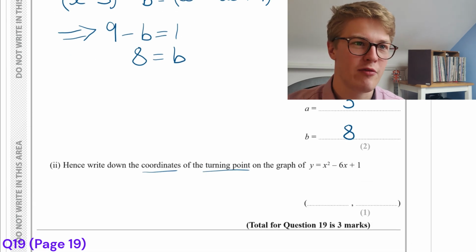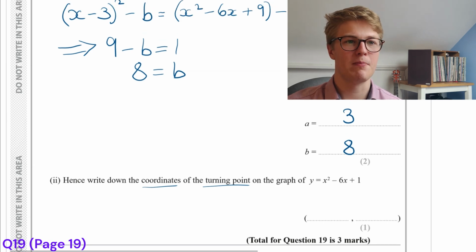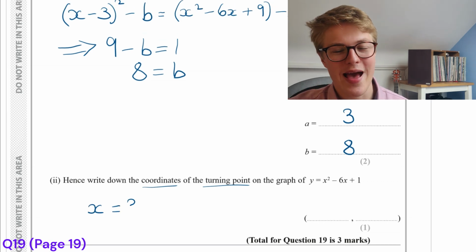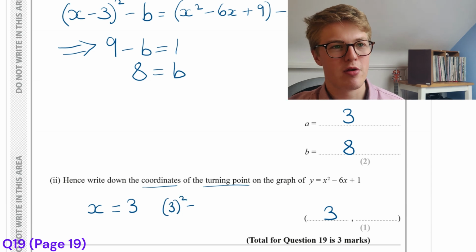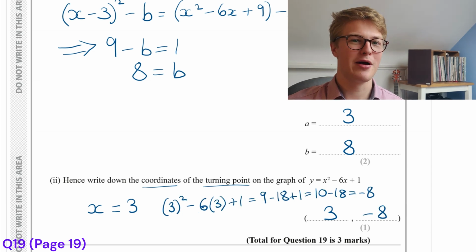Hence, write down the coordinates of the turning point of the graph of y equals x squared minus 6x plus 1. So because we've completed the square, when x is 3, that is going to be the turning point. So now we need to find the value of y when x is 3, and that is minus 8, so we end up with (3, minus 8) is our answer.